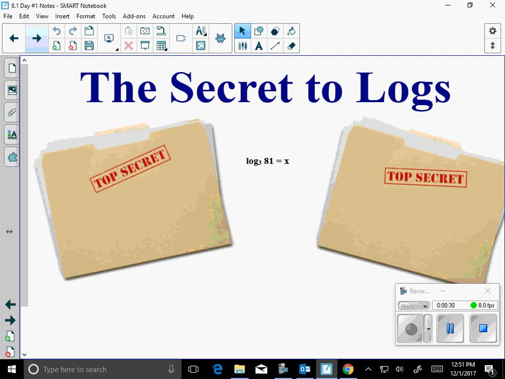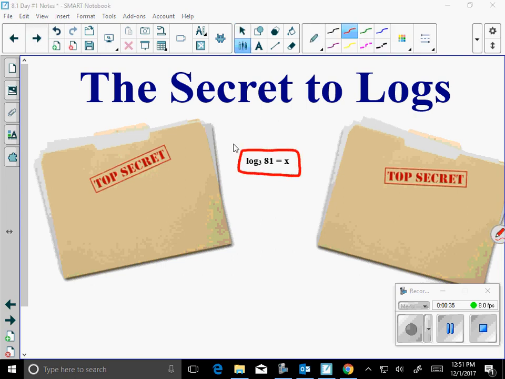Okay, so I can write a logarithm in the form of an exponential. There's three pieces. There's a base, there's an exponent, and there's an argument. Okay, here's our base. Our base is 3. Here's our exponent. Our exponent is x. And here's our argument. Our argument in this case is 81.